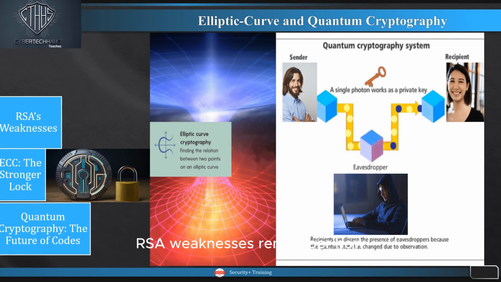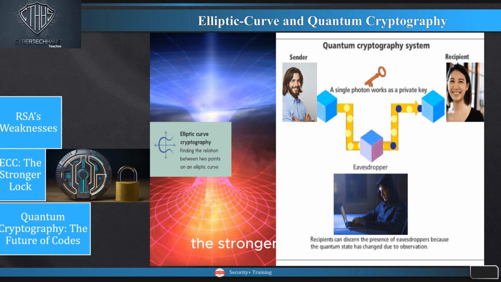RSA weaknesses. Remember how RSA uses those prime numbers to create its keys? What if someone finds a way to quickly find those prime numbers? It's like finding a hidden weakness in the lock that makes it easy to pick. That is why we need even stronger encryption methods.